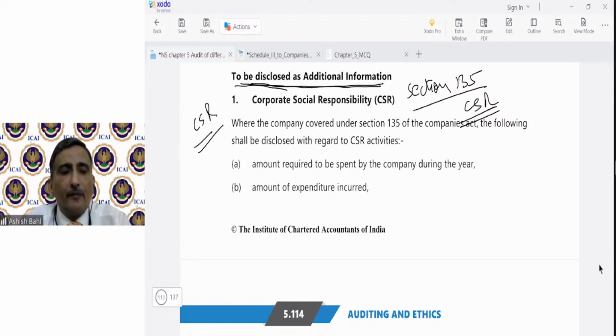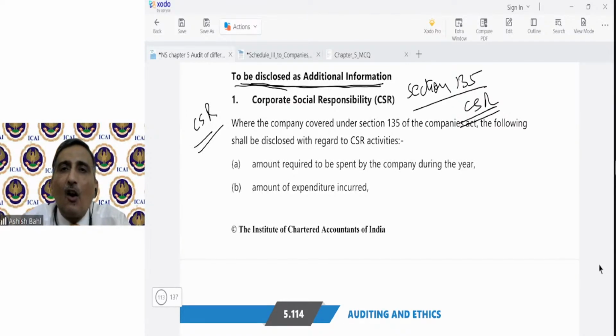So students, for certain classes of companies which cross a certain threshold limit in respect of turnover, or in respect of net worth, or in respect of profits, the companies have to incur some amount, 2% of the average net profits of the preceding 3 years, as CSR expenditure. So what basically is CSR expenditure? It is corporate social responsibility expenditure.